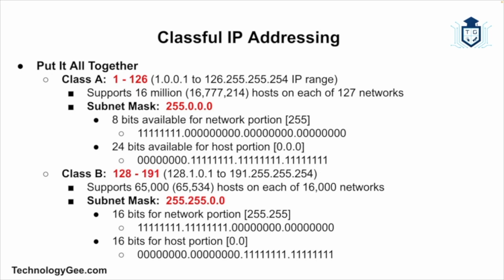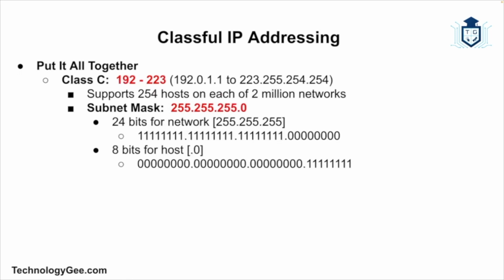Then you got Class B. So if you see an IP address that starts with the number 128 all the way through the number 191, it can support 65,000 hosts on each of 16,000 networks. Its subnet mask is going to be 255.255.0.0. The first 16 bits represent the network portion, and the last 16 bits, the 0.0, represent the host IDs.